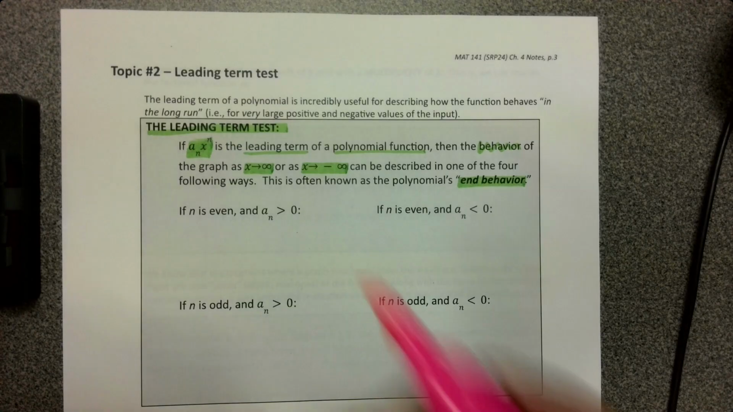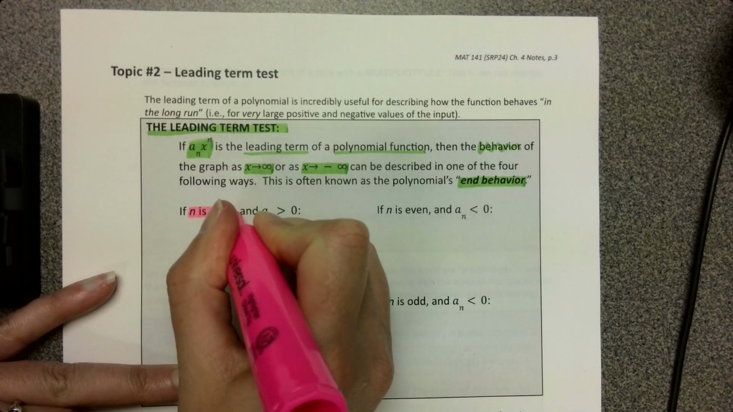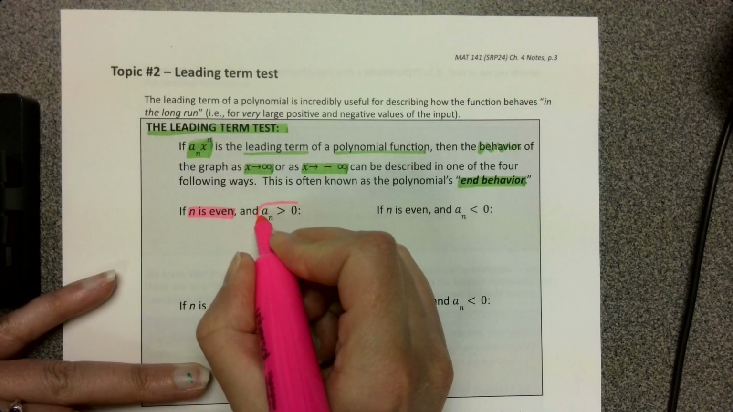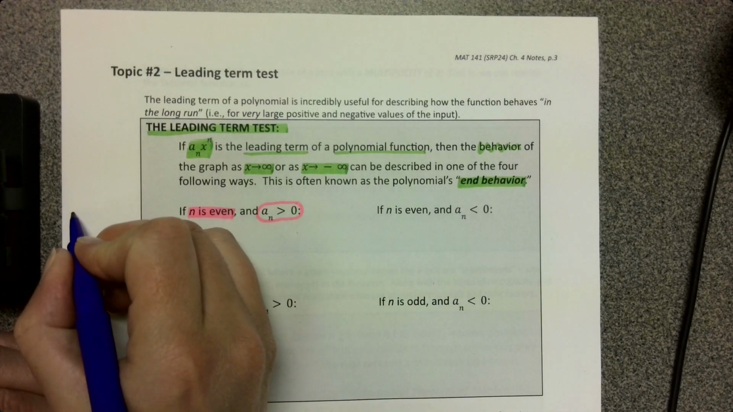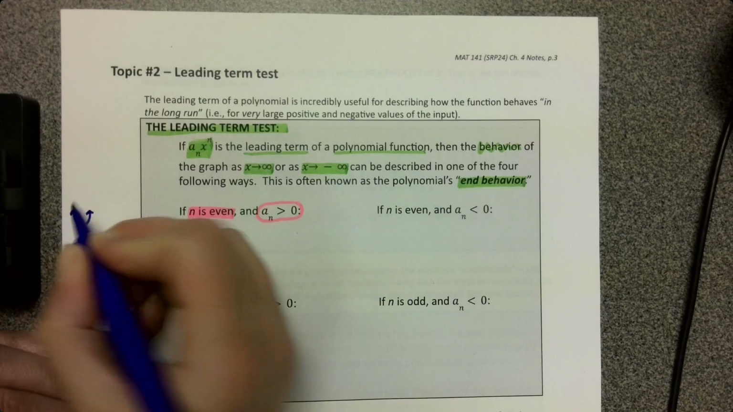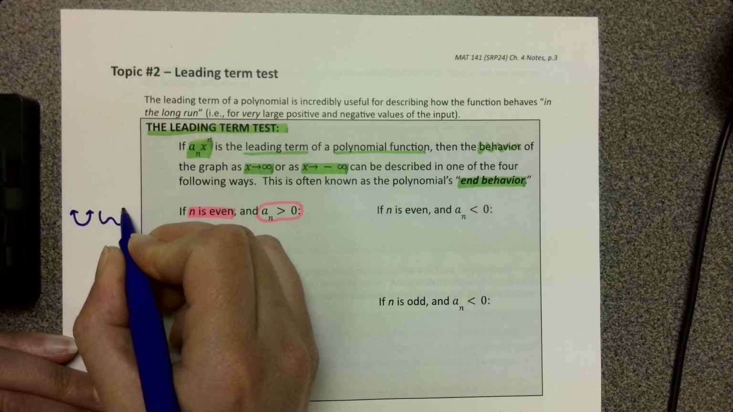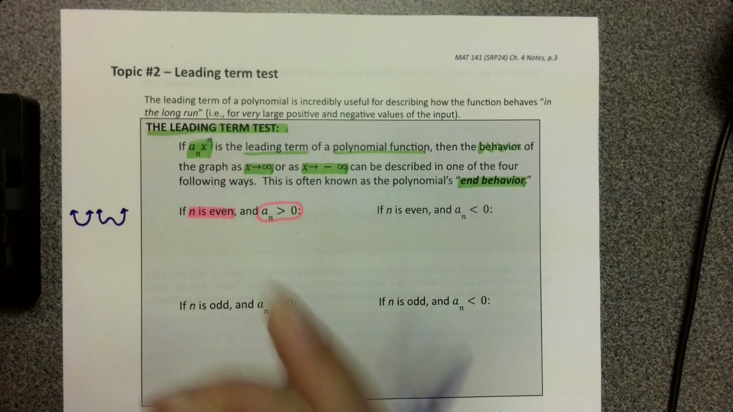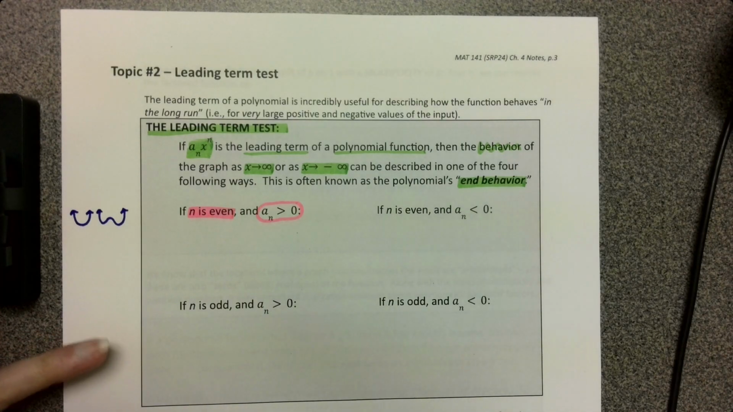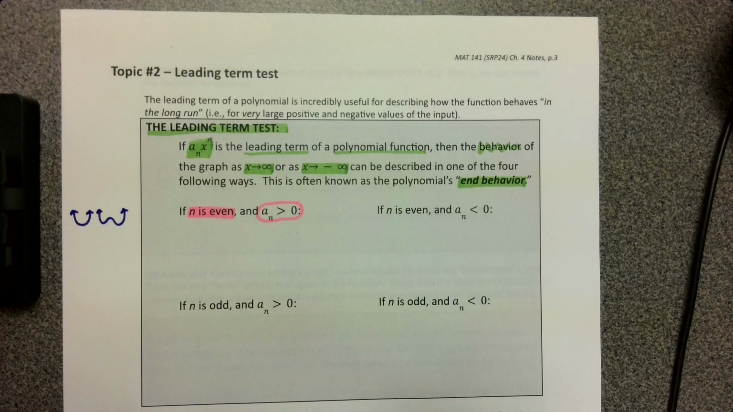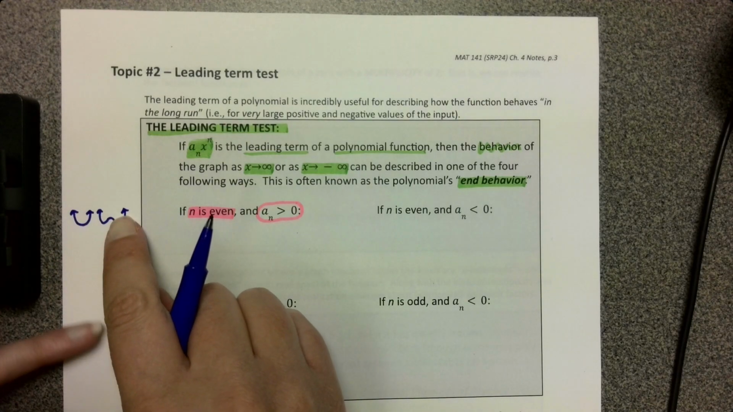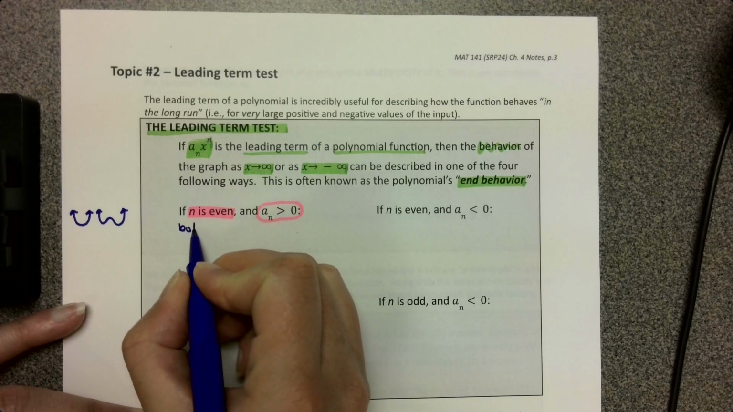First, if n is an even number and a sub n is greater than 0, I'm going to have the case here where n is even. We're going to have the typical parabolic shape, or maybe a W shape. Could have more bumps than one W if it has a high enough degree. But those are the general types of shapes we're thinking right here for an even degree with a positive leading coefficient. Main point here is that both ends are going to go up. Okay, so both ends go up.